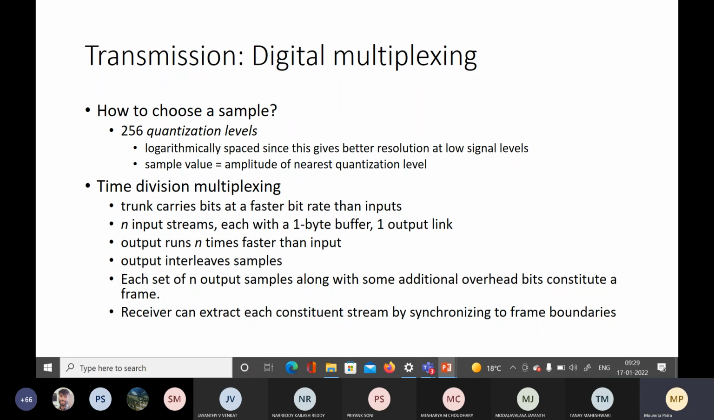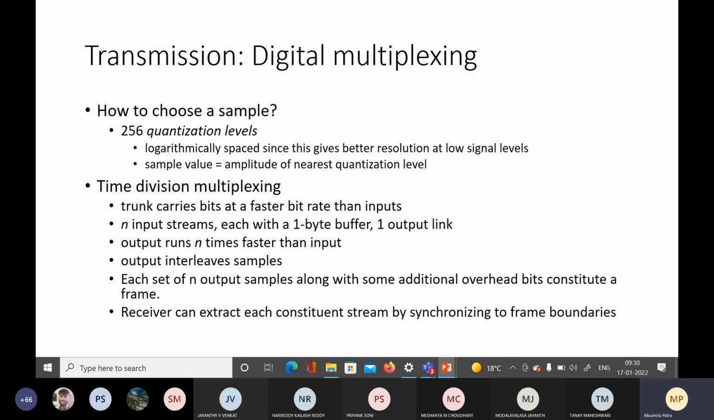So what happens, the trunk carries bits at a faster rate than the inputs, and if we have n input streams and each input stream is having a 1 byte buffer and there is only one output link, this is where multiplexing is happening. What we know about multiplexing is that there can be multiple inputs and a single output. So multiple inputs are here, that is n input streams. Each stream is having a 1 byte buffer with it, and there is one output link.